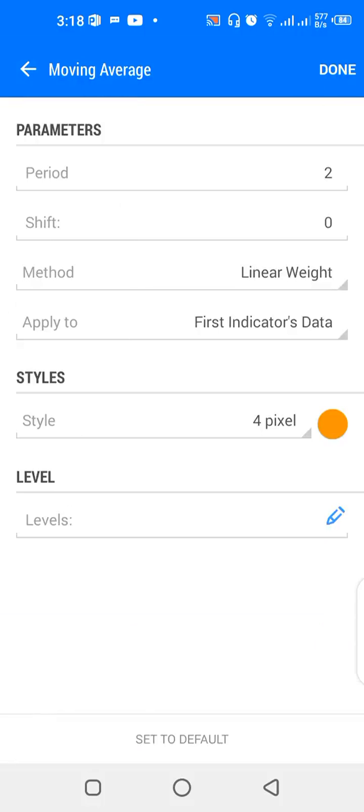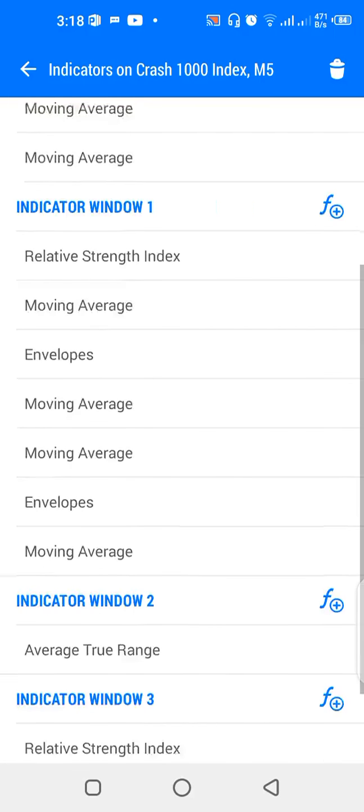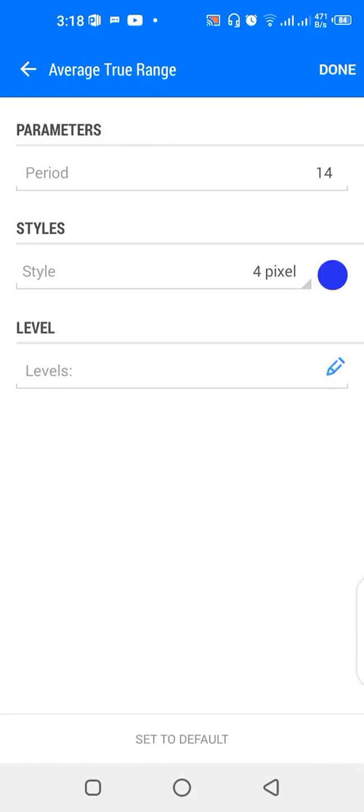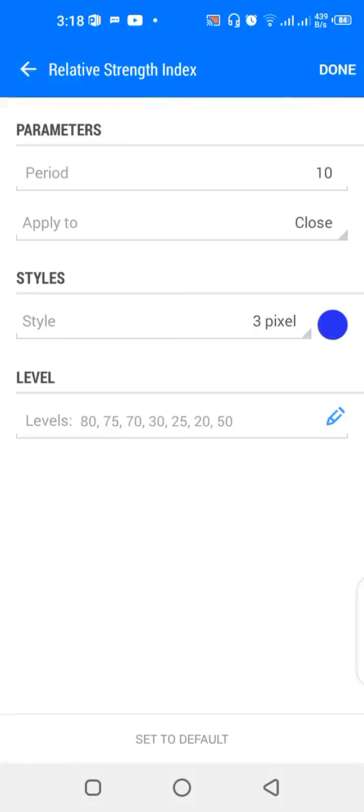Then another one is a moving average, period is 2, shift is 0. Method is linear weight, applied to first indicator's data, color is orange. Now for indicator window 2, we have ATR. The ATR period is 14 and the color is blue. For indicator window 3, we have RSI. The RSI period is 10, applied to close, color is blue.